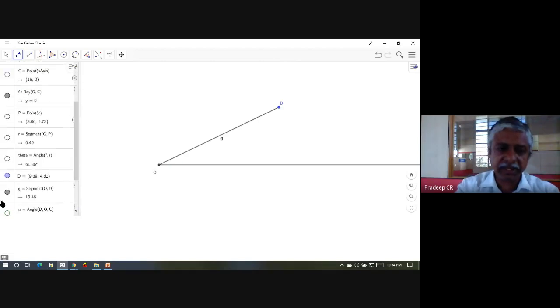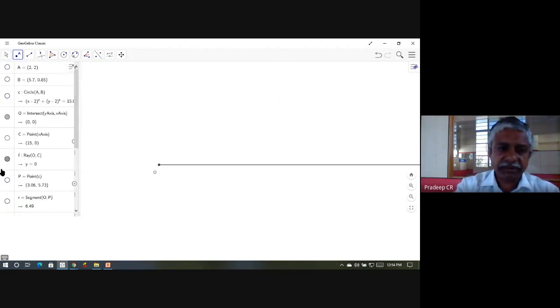Just 1 minute, I will come back to this. Let me start with the original one. O, that's the initial point. It's called the initial point. And this ray is called the initial ray, initial line. O is also called pole. Pole means P-O-L-E, pole in English. So this is like a fixed pole.